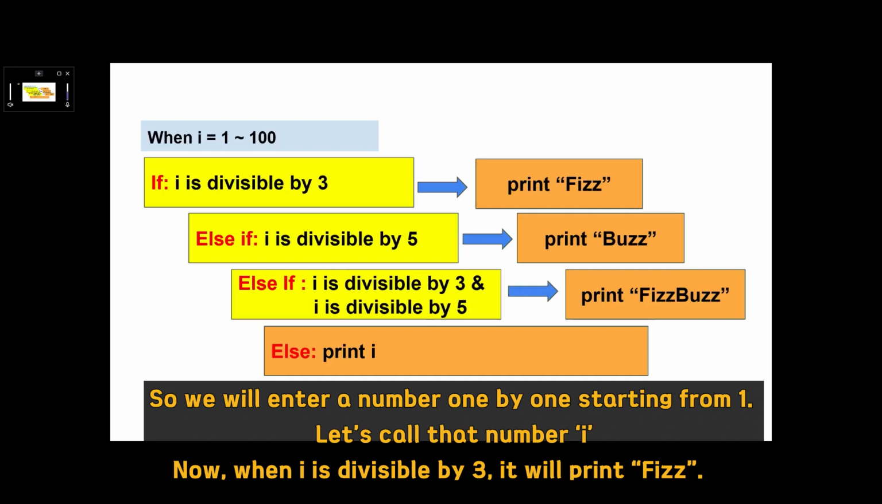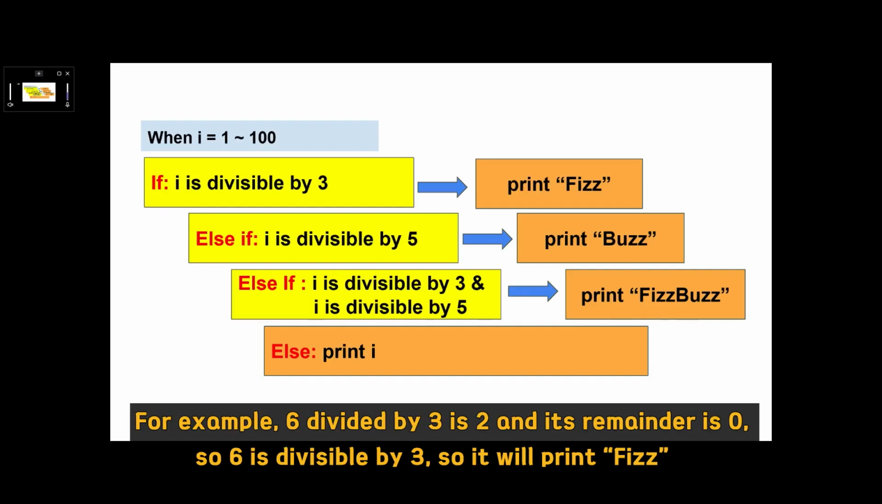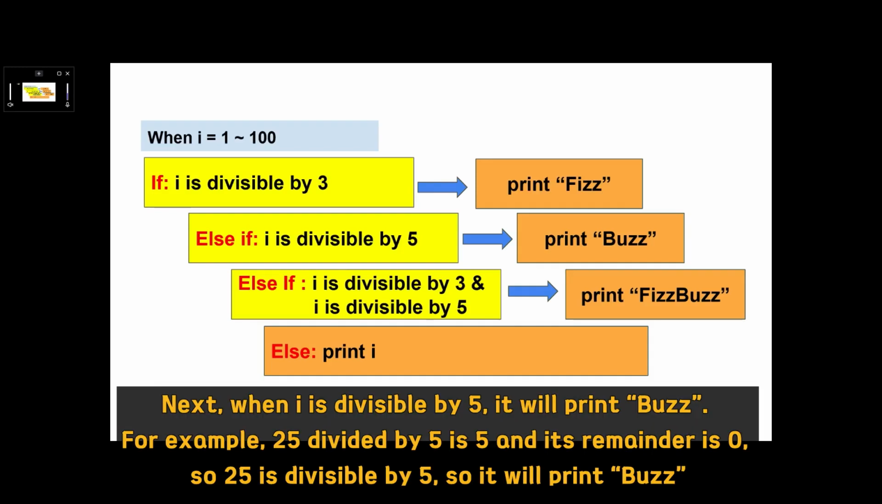Now, when I is divisible by 3, it will print fizz. For example, 6 divided by 3 is 2 and its remainder is 0. So 6 is divisible by 3, so it will print fizz. Next, when I is divisible by 5, it will print buzz. For example, 25 divided by 5 is 5 and its remainder is 0. So 25 is divisible by 5, so it will print buzz.